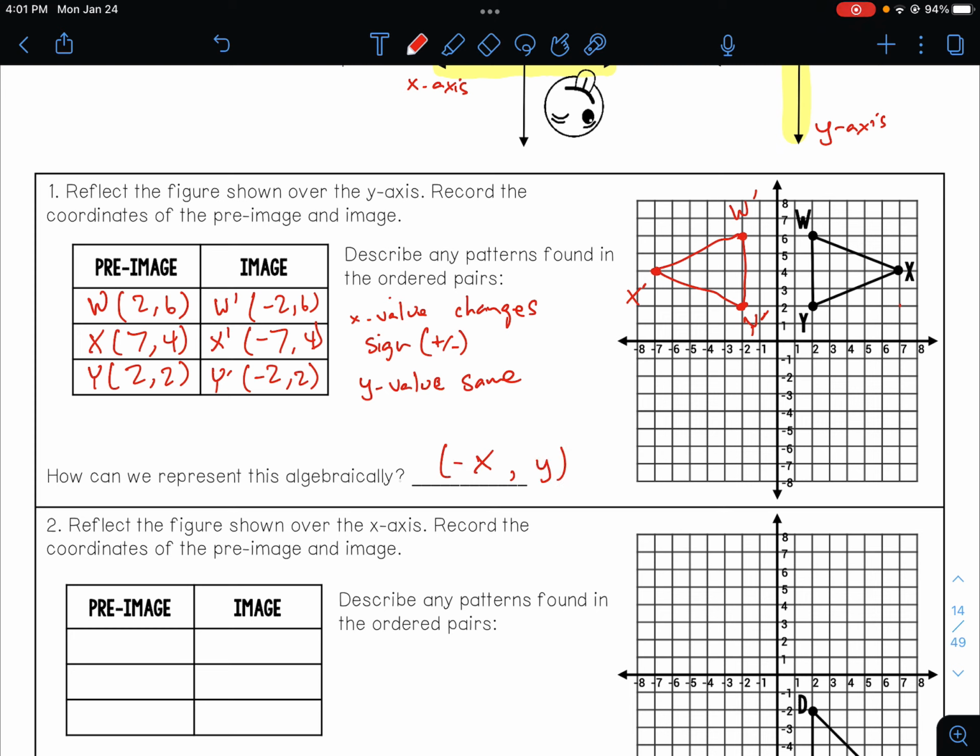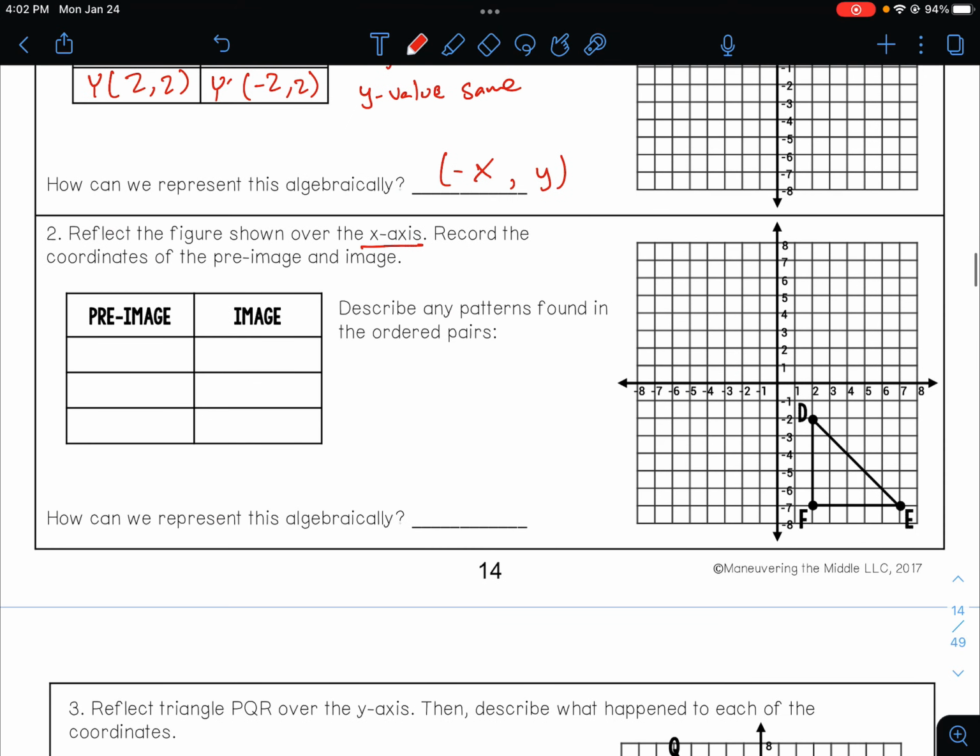Let's look at number 2. Reflect the figure shown over the x-axis this time. Not the y-axis, but the x-axis, which is this axis right here. Record the coordinates of the pre-image and the image, so D, E, and F. D is at 2 and negative 2. E is at 7 and negative 7. And F is at 2 and negative 7.